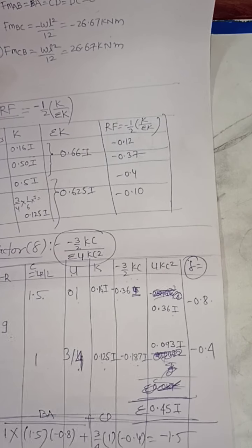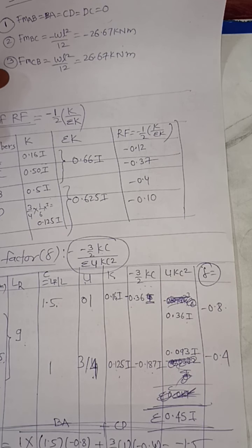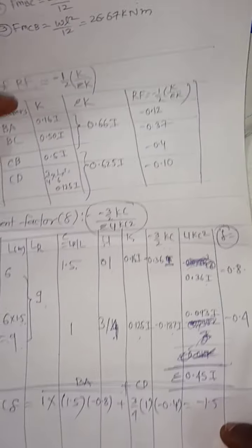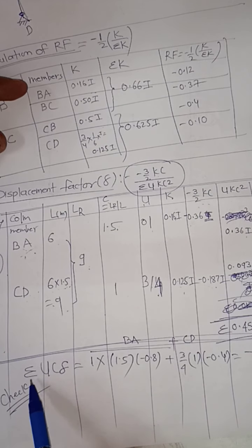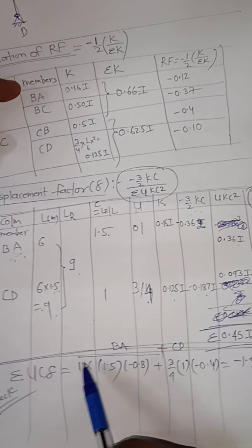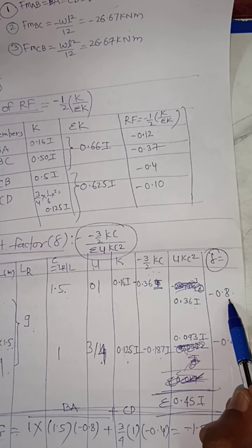Now one important check is there, whether this delta value is right or wrong. We have to perform one cross check after solving this table. The check is that the summation of UC delta must be equal to minus 1.5. UC delta means what? Summation: if you consider the BA part, U is 1, then C is 1.5, and delta is, already calculated, minus 0.8.